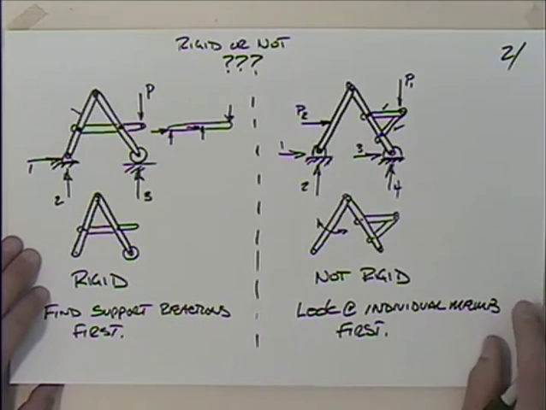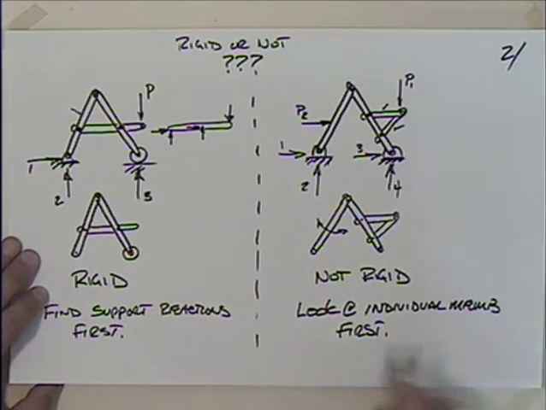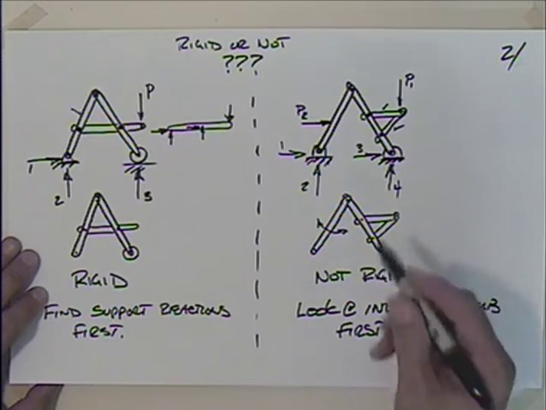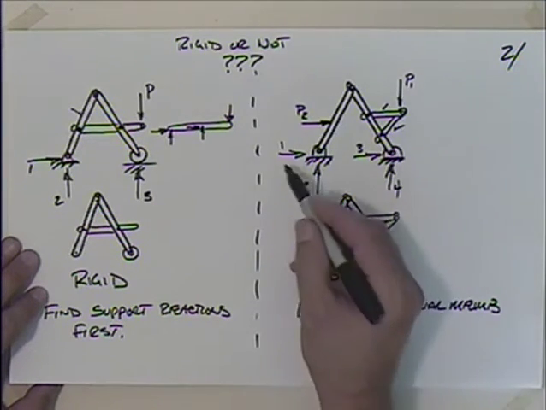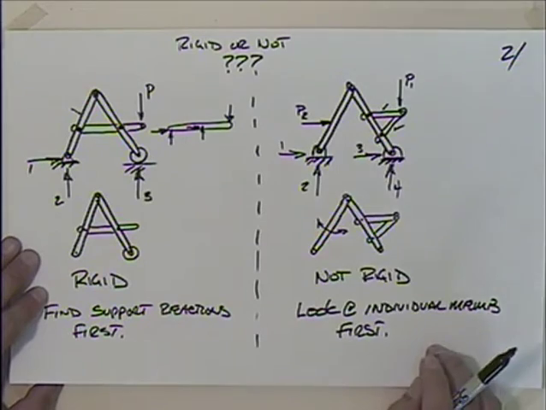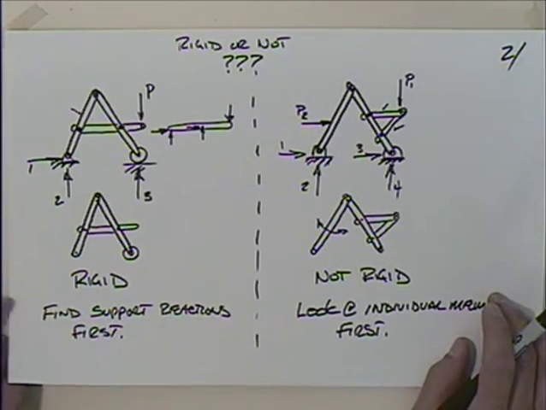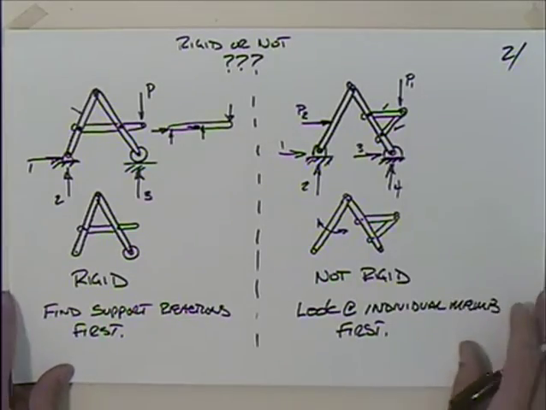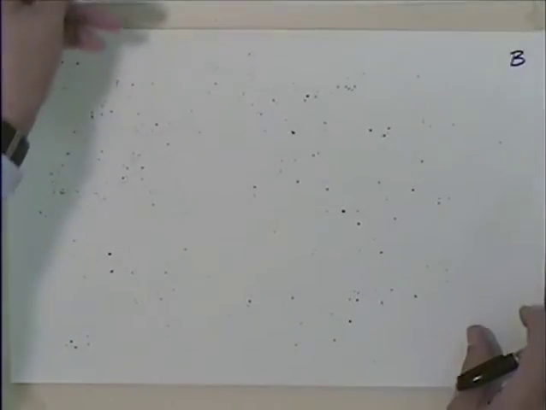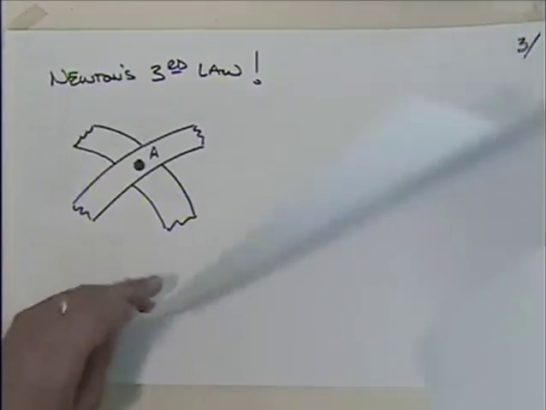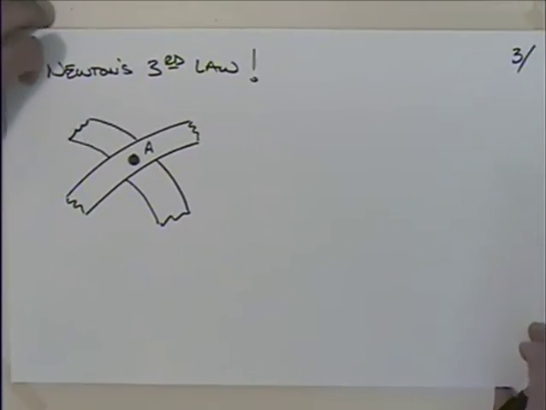I have a set of statically indeterminate reactions, so I'm going to be forced to go and look at the individual members. And usually we can still solve the problem and actually then eventually get to these, but we'll have to start at the members and not at the reactions. So that's how we tackle this. The other thing that we have to be very mindful of is Newton's third law.